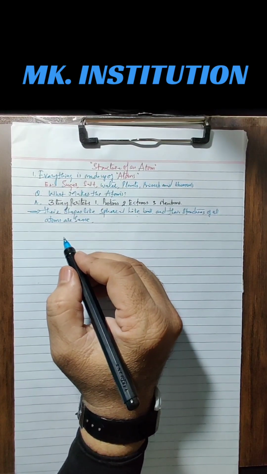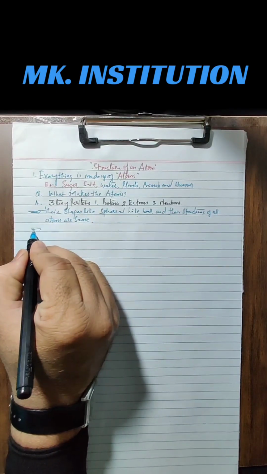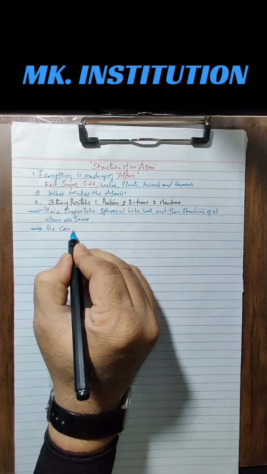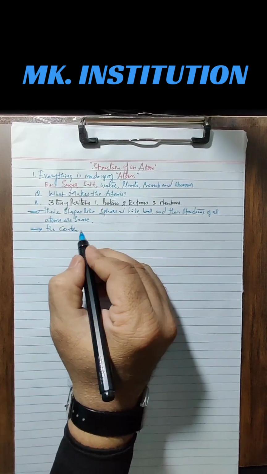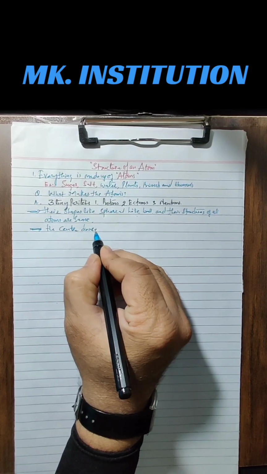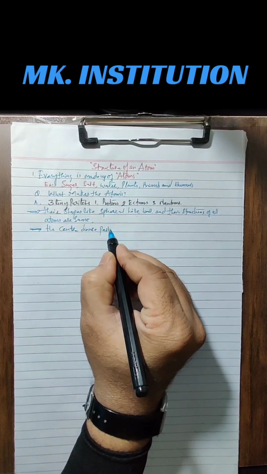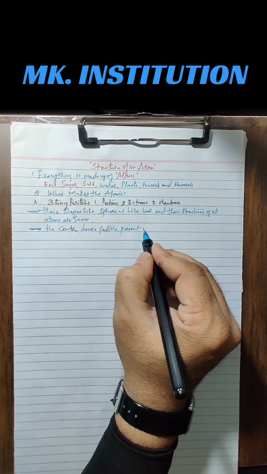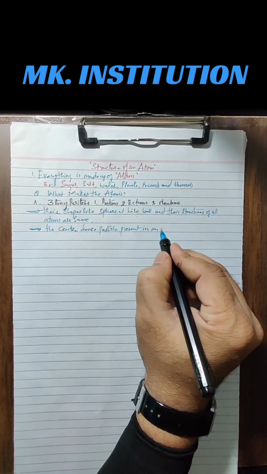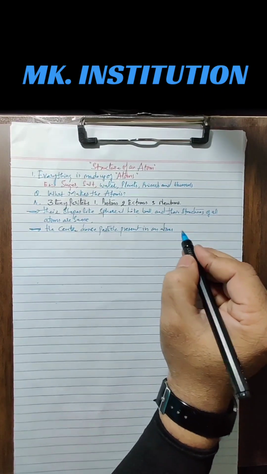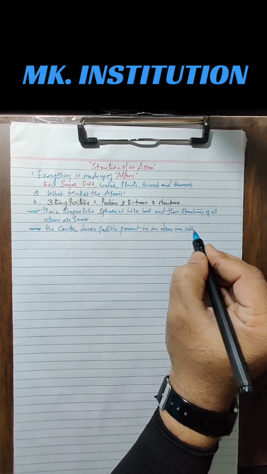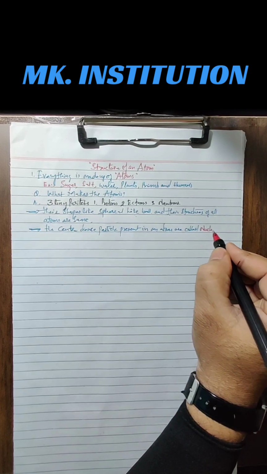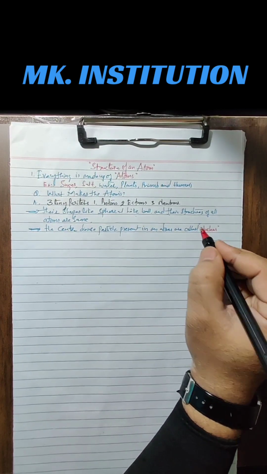Clear? And inside the atom, the main, very important one here is the center. The central dense particle present in an atom is called, what is it called? Nucleus. It is called the nucleus. Clear?